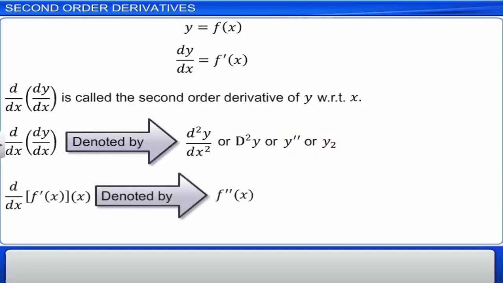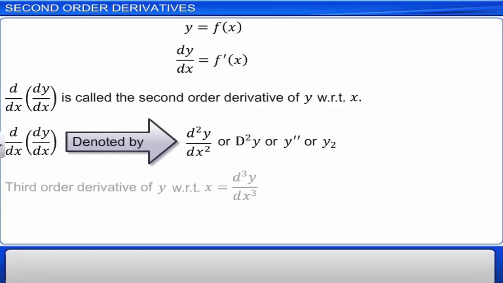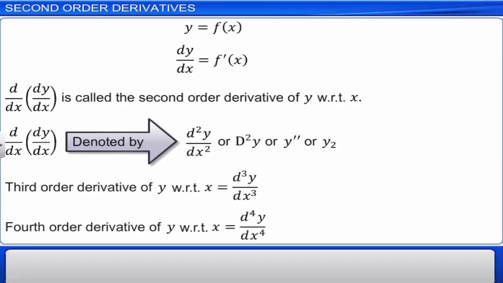The second order derivative of f of x is denoted as shown and is read as f double dash of x, or the second order derivative of f. We use these notations according to our convenience. Similarly, other high-order derivatives are also defined.